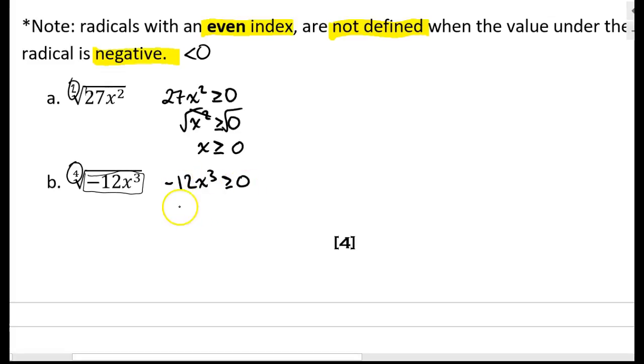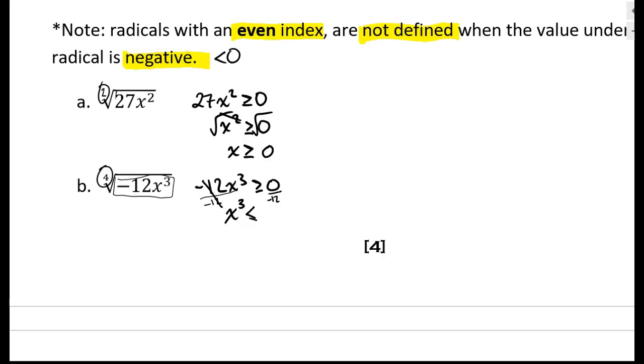So again, I need to move that 12 onto the other side. So I need x cubed. Now, if you recall, when we divide by a negative number, we need to actually switch the direction of our inequality. So when we flip that sign, our cube now needs to be less than 0.